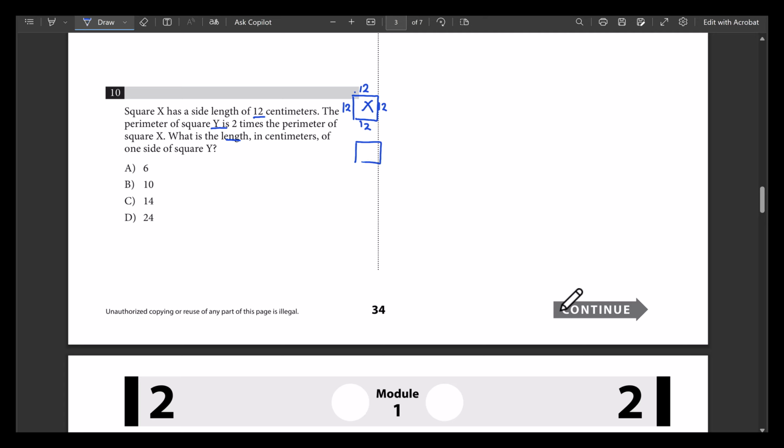We have square y, which we are told that the perimeter of square y is equal to 2 times the perimeter of square x. Finding the perimeter of square x, we're going to get 12 times 4 because all the sides are the same, and the answer is 48. For p, the perimeter of y is equal to 2 times the perimeter of x, which is 2 times 48, and we get the answer as 96. And we know that a square has got 4 sides, hence we're going to divide 96 by 4, and we get our answer as 24 centimeters, which is D.